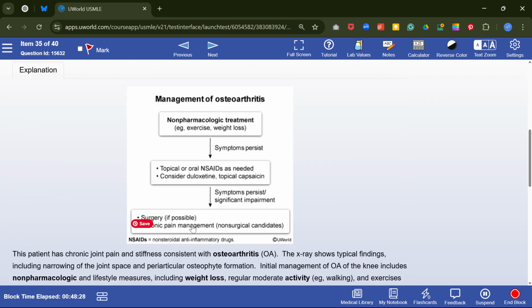Yes, he has done everything like physical therapy, steroid injection. So ultimately, surgery is the last option.